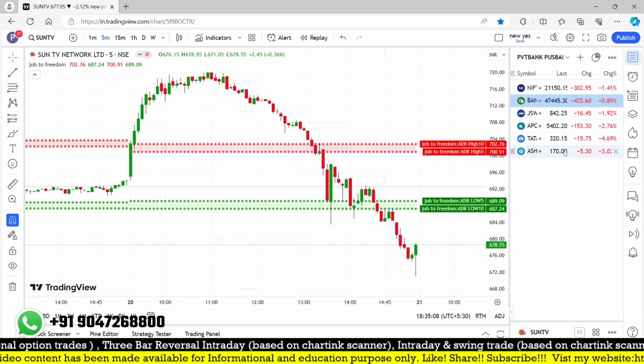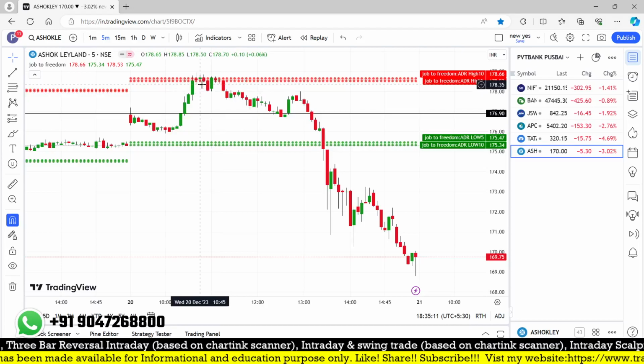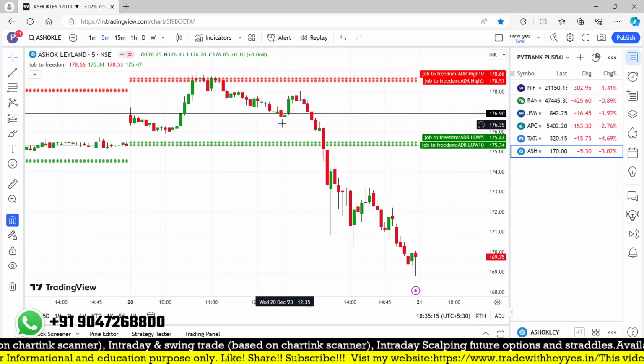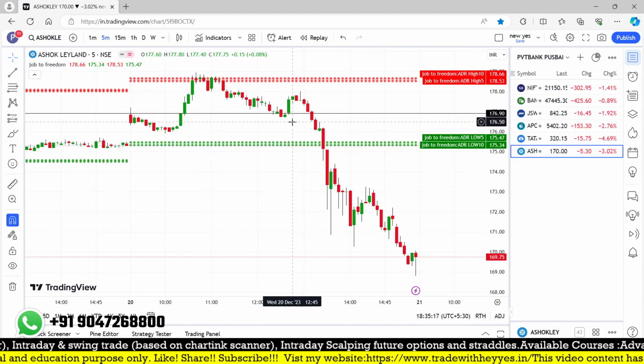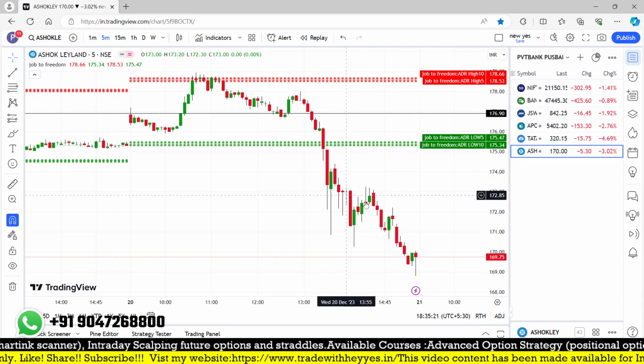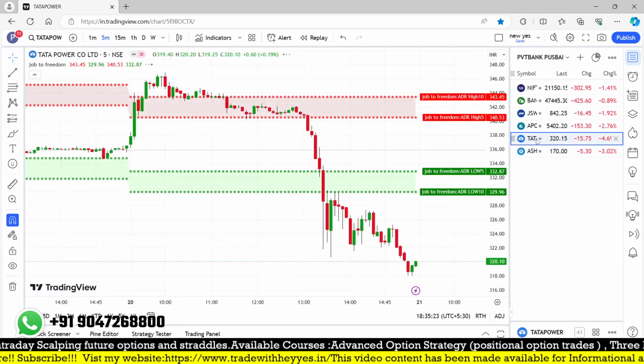I saw some Ashok Leyland also today. It did not close above the level, but it was testing that resistance, and I'm just keeping that middle level. Once it closed below the middle level, it was a huge drop from the top level. And Tata Power also I'm looking for.